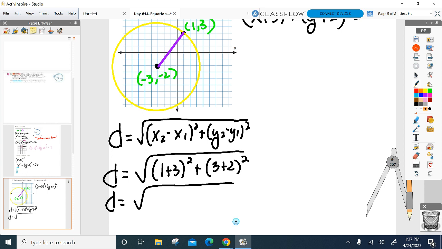See if you can find the distance on your own, because remember, that's not what we're going to plug in, that's what we're going to square and plug in.